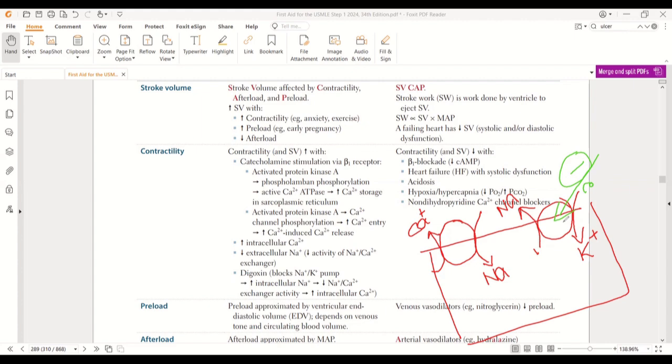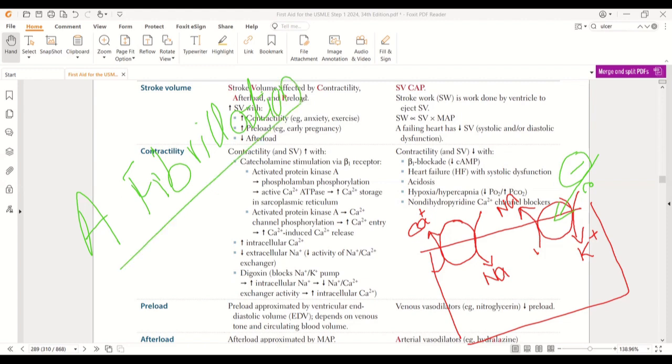So in heart failure, digoxin leads to increased contractility, but it is also used in atrial fibrillation. So what is the mechanism? How can digoxin relieve the symptoms of atrial fibrillation? Can anybody tell? It stimulates the vagus nerve. Exactly, it stimulates the vagus nerve as well.